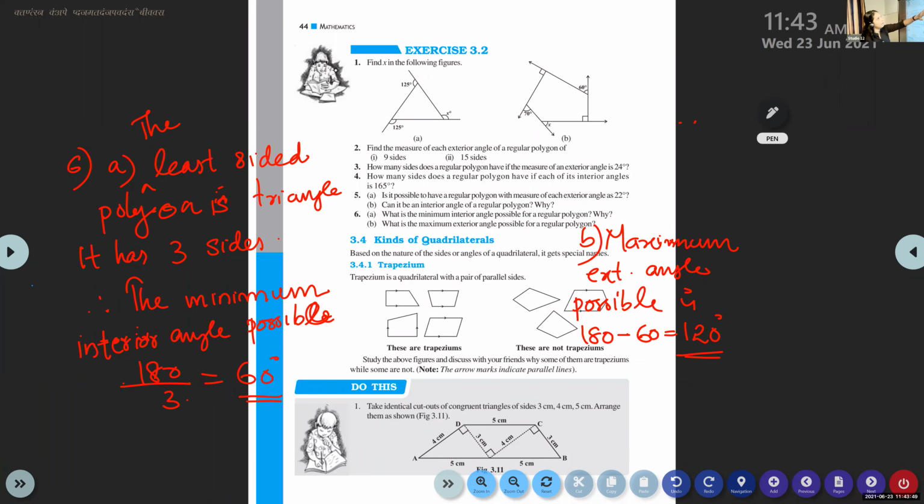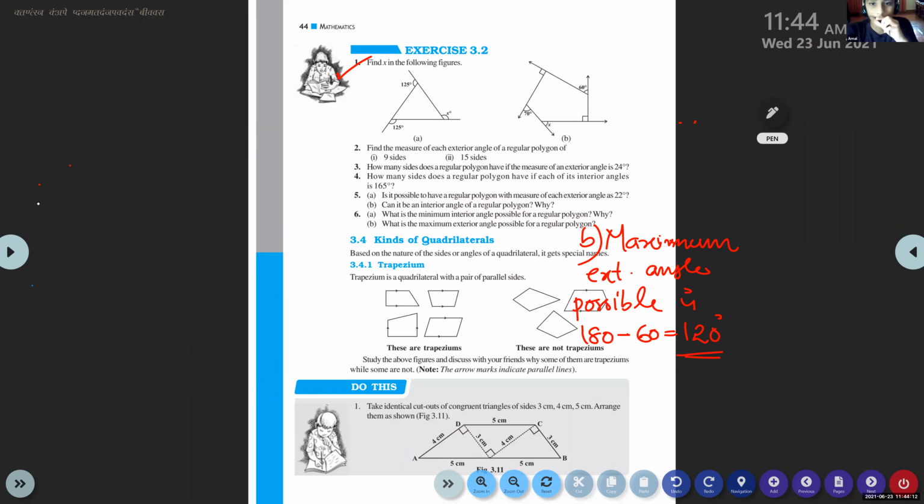Now, can you do it now? Yes, ma'am. Okay, first question, it is very easy. Find x in the following figure. I think you are thorough with exterior angle and interior angle, so you can do it. This one, find x in the following. Question number 1, A and B. You write exercise 1.1, first question.